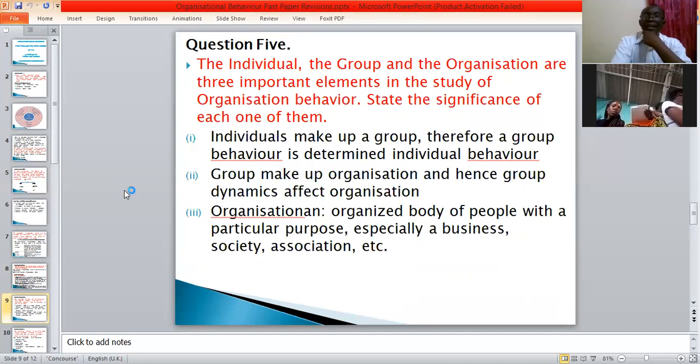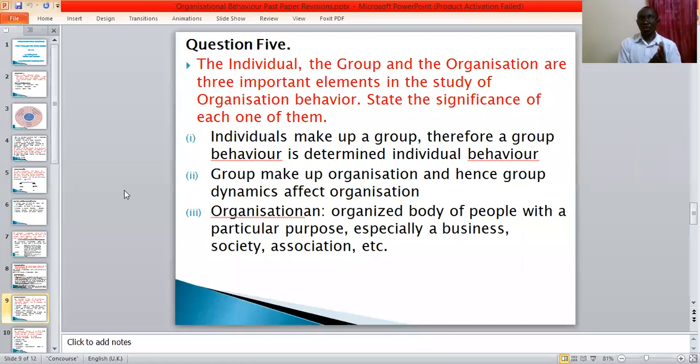The individual, the group, and the organization are three important elements in the study of organizational behavior. So state or explain the significance of each one of them. In an organization, there are individuals. So when these individuals are put together, they form a group. And when these groups are put together, they form an organization. So they want you to discuss the significance or the importance of individuals, groups, and organization as we are studying organizational behavior.